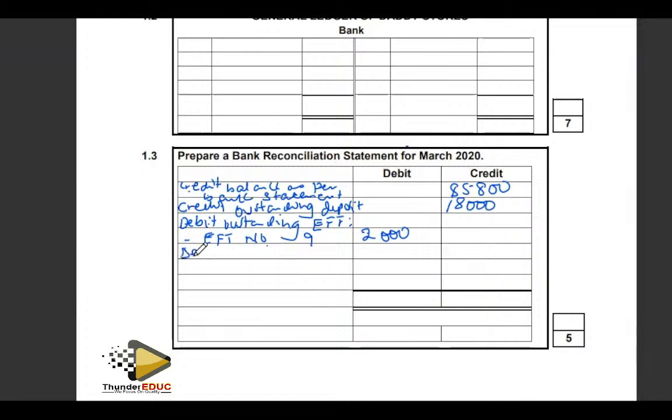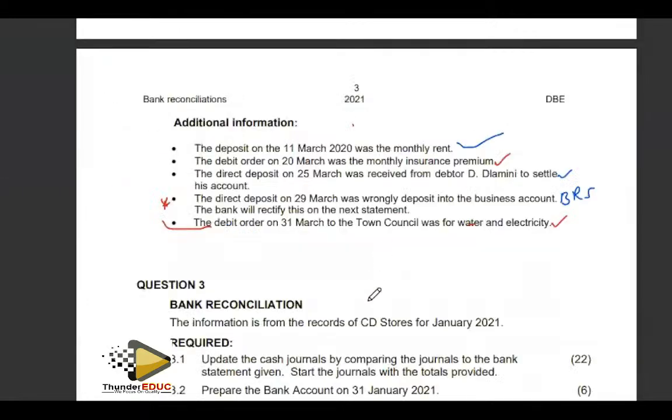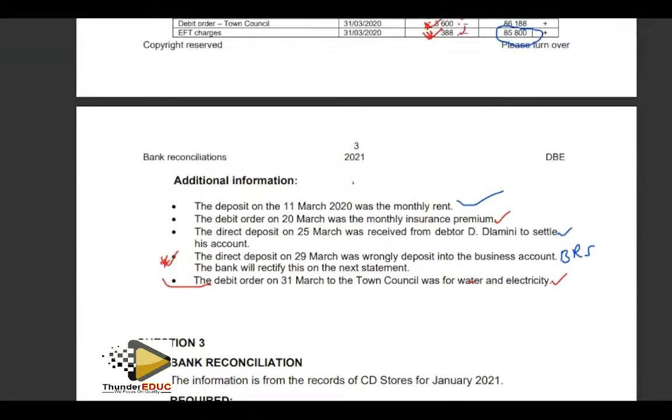debit deposit wrongly credited. So they credited it, so we have to take it out. So how much is that? That amount was, let me confirm, that amount was for, so I'm done with this. Let me take it off. And where is that amount?